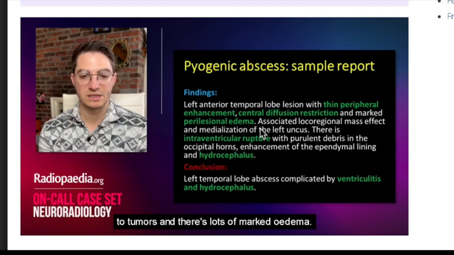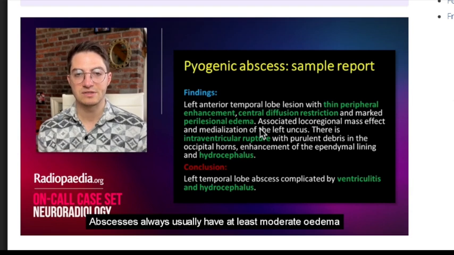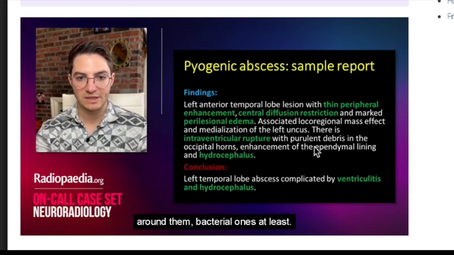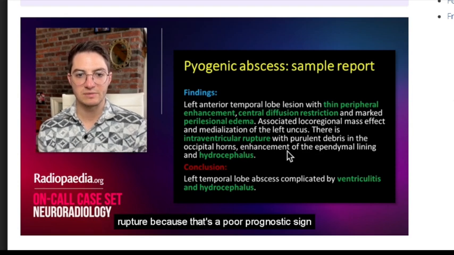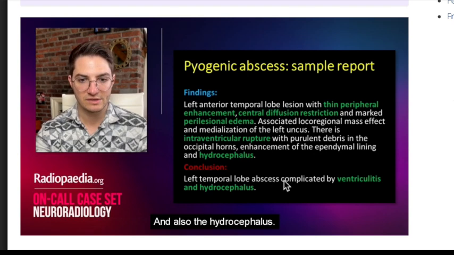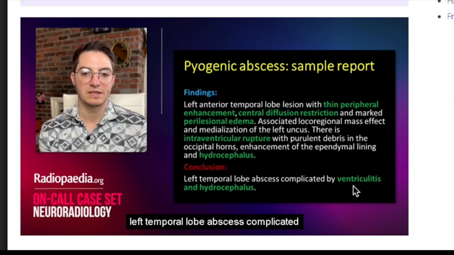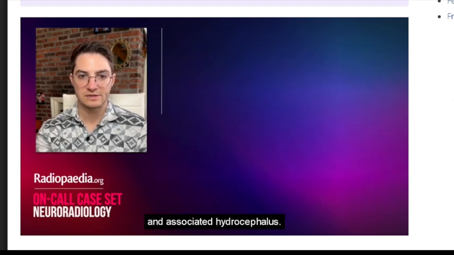And there's lots of marked edema. There needs to be some degree of edema because there's some inflammatory process. Abscesses usually have at least moderate edema around them, bacterial ones at least. And then in this case, we want to mention the ventricular rupture because that's a poor prognostic sign, and patients usually get rapidly sick in that setting, and also the hydrocephalus. So just kind of in conclusion, left temporal lobe abscess complicated by ventriculitis from rupturing into the ventricle and associated hydrocephalus.